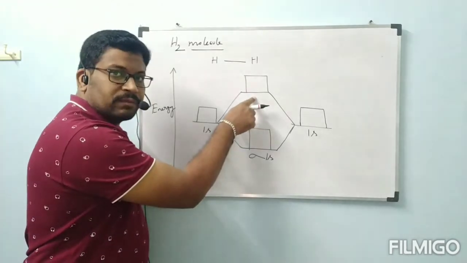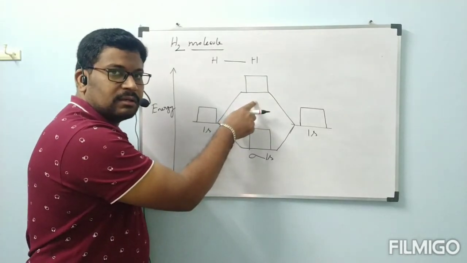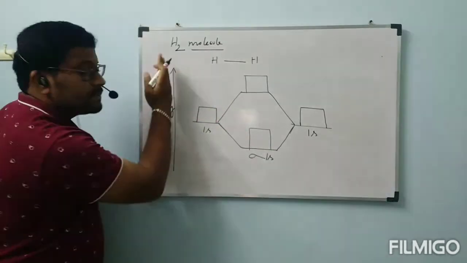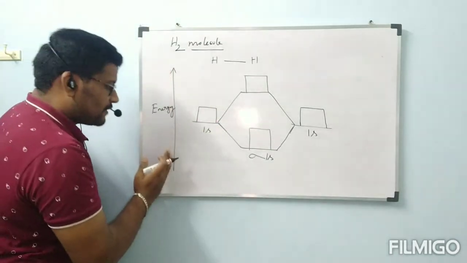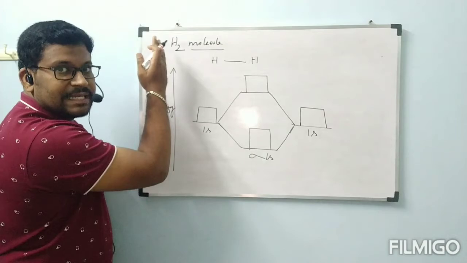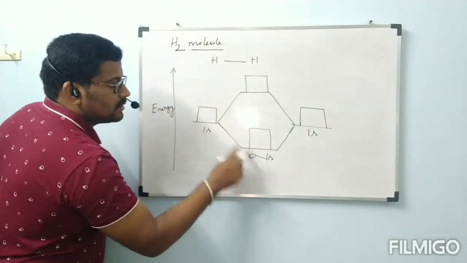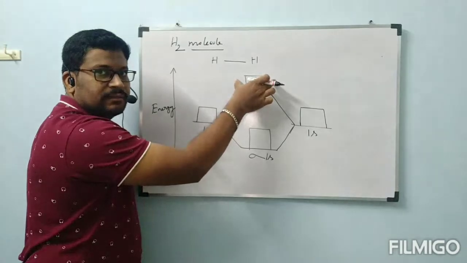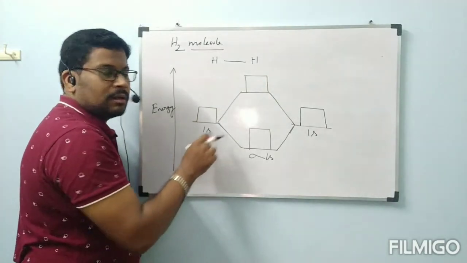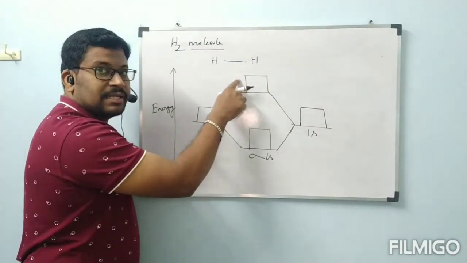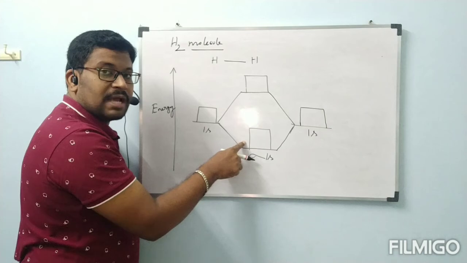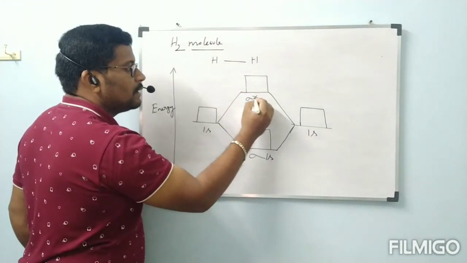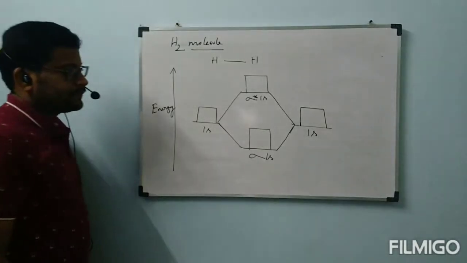Same like this here. This is anti-bonding molecular orbital. See, the arrow mark represents energy is high. From below to above, energy is increased. This one has lower energy, this one has middle energy, and this one has higher energy. Anti-bonding molecular orbital has higher energy. Bonding molecular orbital has lower energy. Now this is represented by sigma star 1s.